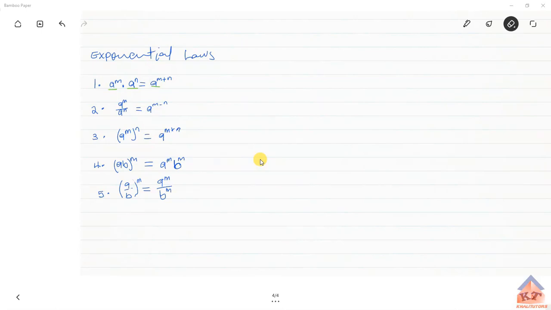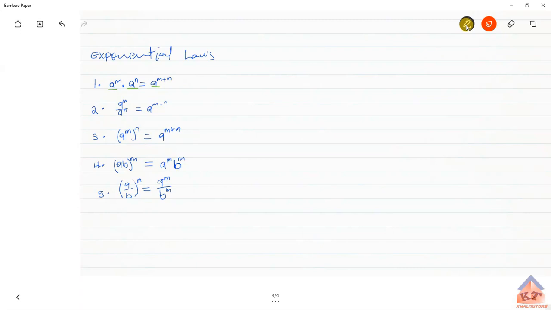Let us look at exponential law number 4. This law tells us that if you've got the product of numbers a and b enclosed in brackets raised to the power m, to get rid of the brackets, you simply multiply the exponent of a by m, then multiply the exponent of b by m to get a to the power m multiplied by b to the power m. So let us use numbers to illustrate this law.